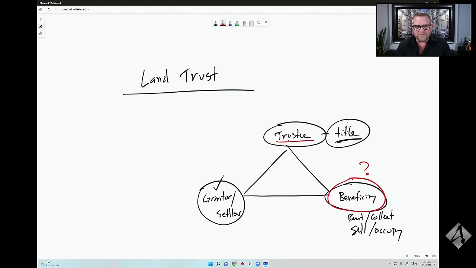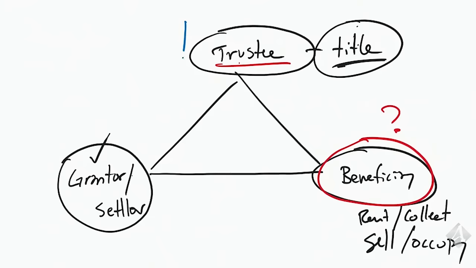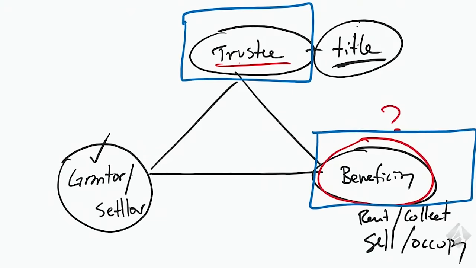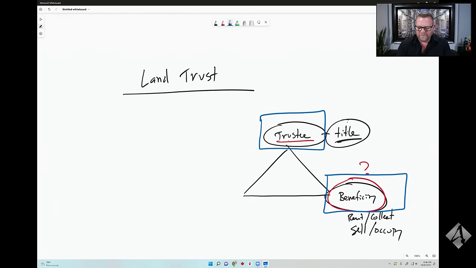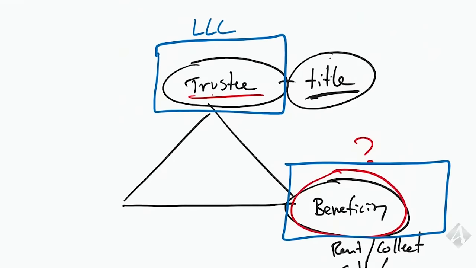But in both those cases, guess what we do? We still want to avoid any possible negative stuff that could go on with the disclosure of that trustee on title, and also any liabilities that could occur by having a beneficial interest in that property. The grantor we're not worried about. We'll just take them out of the equation. What we really care about is the two parties that have interaction with the public. So the trustee, their name is on title, so we use an LLC for that, because we don't want your name disclosed. We like to keep it anonymous.